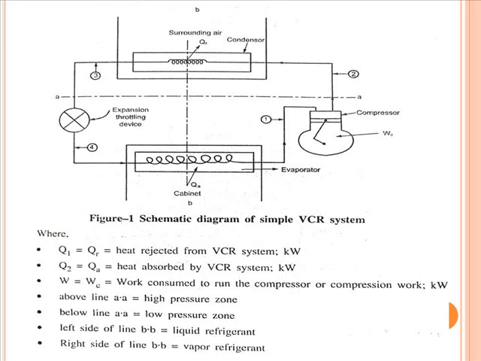So now the system requirement at state 1 is low pressure, low temperature vapor, and what is available at state 4 is low pressure, low temperature wet vapor or a liquid. So now if either it is a wet vapor or it is a liquid, it has to convert into vapor, and to do that it has to absorb the heat.